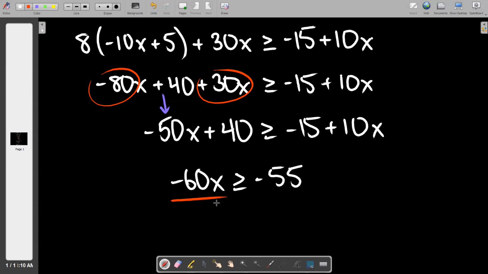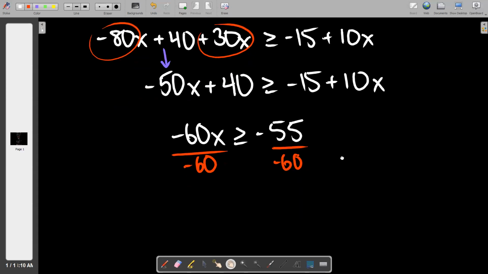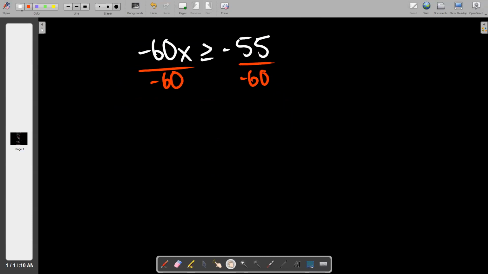Negative 60. And I am going to show this step just to really remind us of how important this is. So here I am. I'm going to cancel out those negative 60s, drop my x, and switch my sign because I divided by a negative.